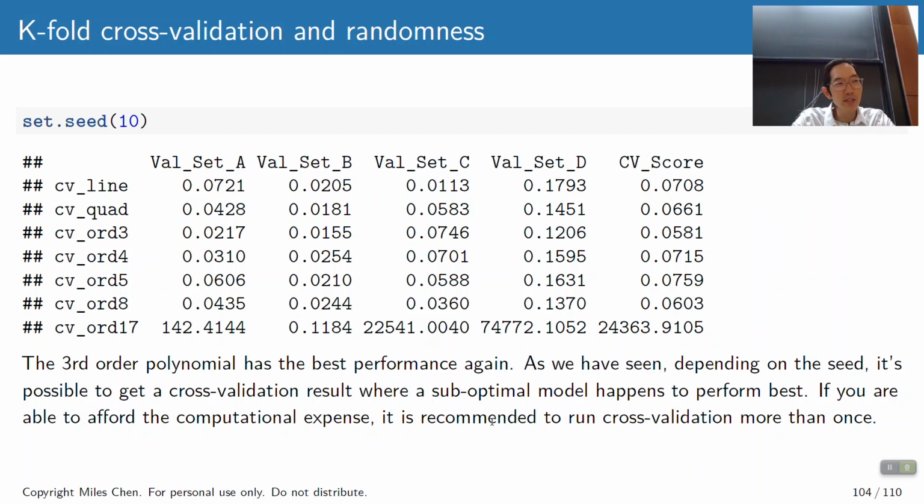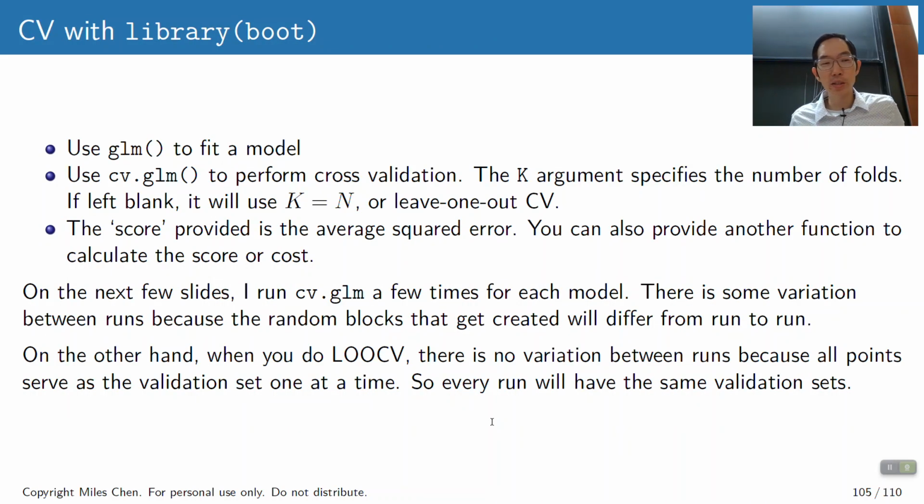But again, all of these things require computational energy, okay? And so if you're able to afford that computational expense, it's recommended to run cross-validation more than one time. Okay, does that kind of make sense? And again, this was a very manual process. In real life, you would probably use one of these automated packages. So one of them is cv.glm.